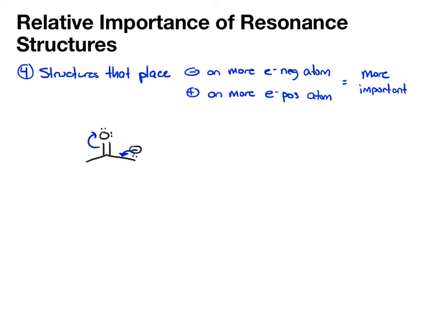That oxygen has 2 lone pairs. We draw the resonance structure. Now that oxygen has 3 lone pairs and the negative charge. We have a double bond here. In this case, the resonance structure on the right is more important, or the major contributor, because we have the negative charge on the more electronegative oxygen.